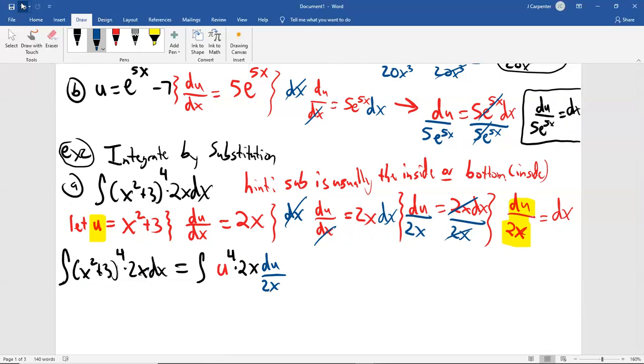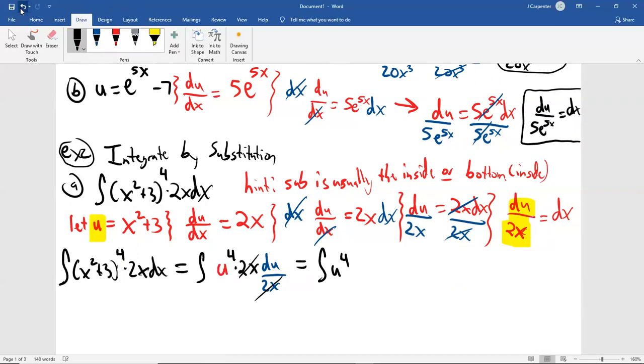This is important because we still have a differential, and now the differential is in our new variable. You can't have a bunch of x's here and then a u here, or a bunch of u's here and an x here. We're only supposed to have a single variable for integration, for now. So what happens? Well, we can clean this up. The u to the 4th is just a u to the 4th. But look at this 2x right here, and this 2x right here, they're identical, top and bottom. They cancel.